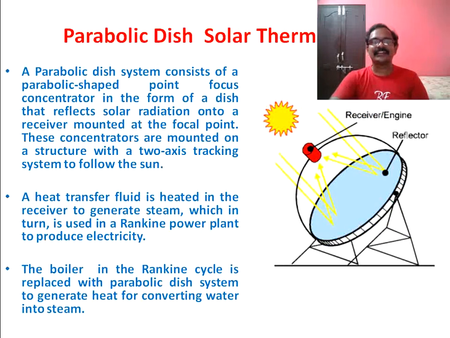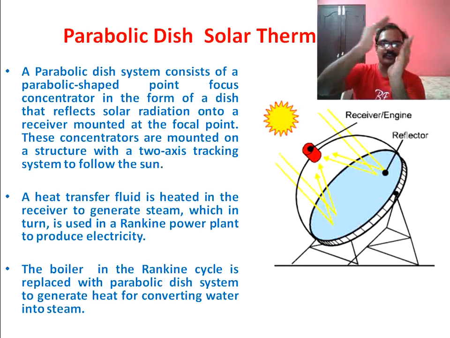The third type of power plant is called the solar dish, the parabolic dish solar thermal power plant. So what is this? This is also a thermal power plant where the boiler is replaced by a parabolic dish. This system consists of a parabolic shaped point focusing concentrator in the form of a dish that reflects the sunlight onto a receiver mounted at the focal point, right? So this concentrator is mounted on a structure with a 2-axis tracking system to follow the sun, and this concentrator will just follow the sun like this.